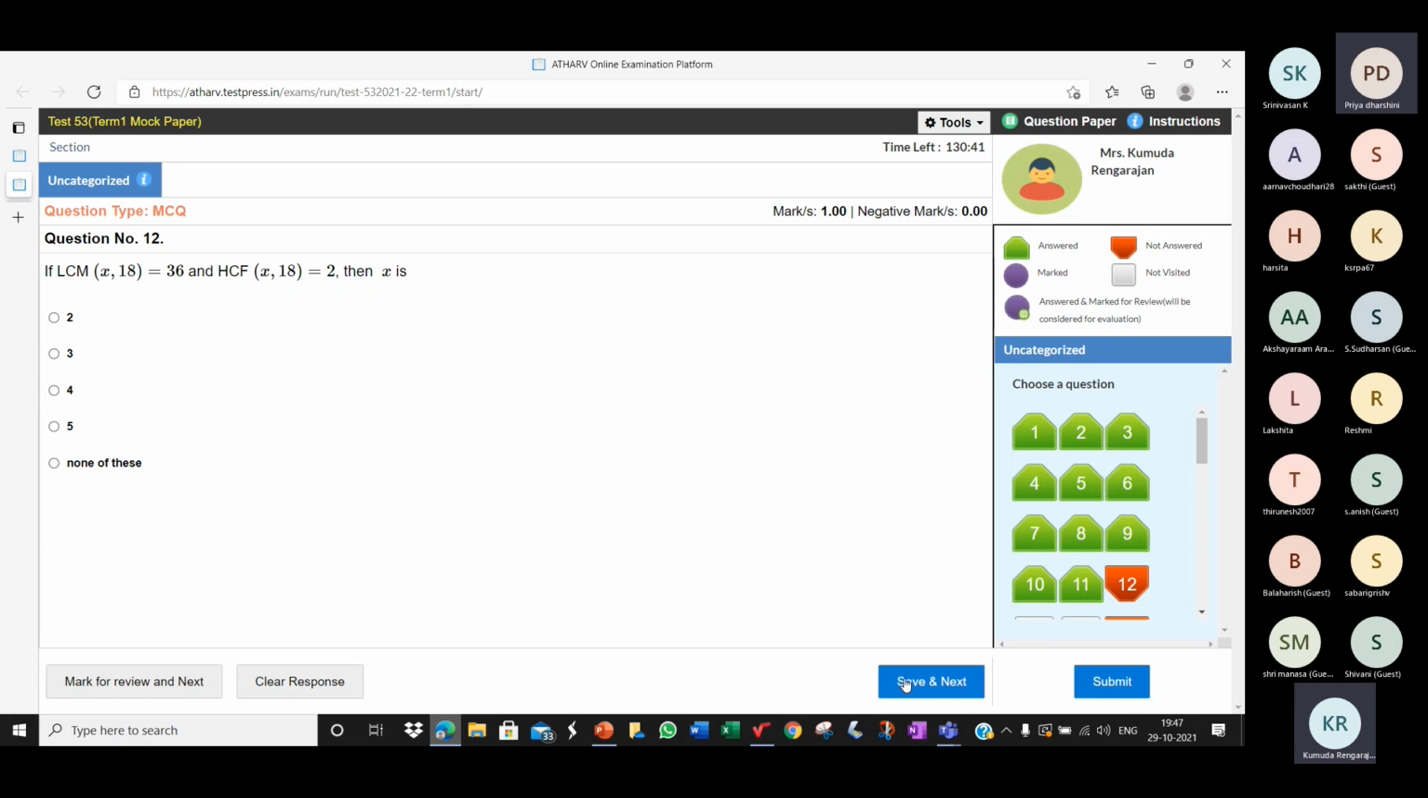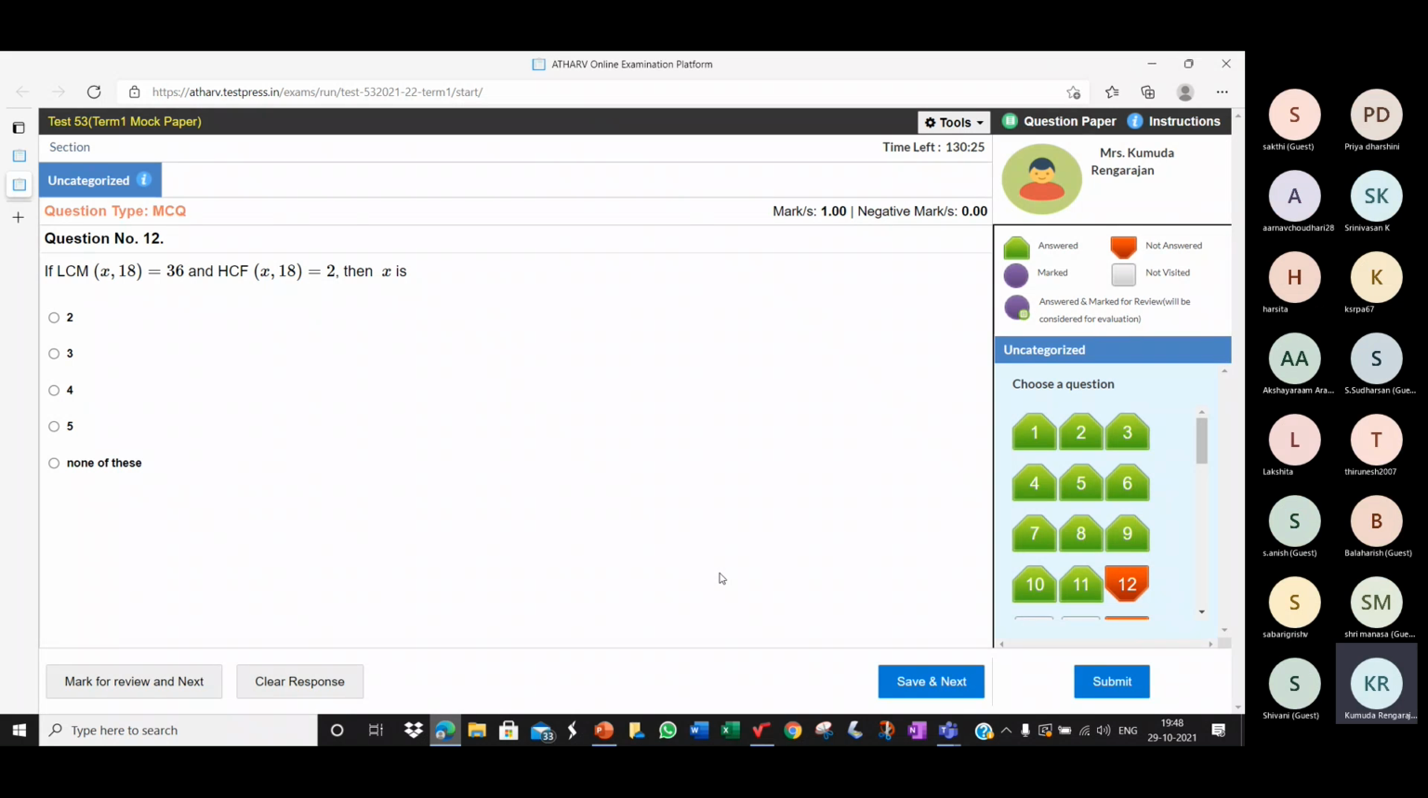x into 18. Yeah, 18x, correct. Work that and find the value of x. Ma'am, 4, ma'am. 4, okay. LCM into HCF, that is 36 into 2, is equal to product of two numbers, x into 18. When you work that, you will get the value of x.